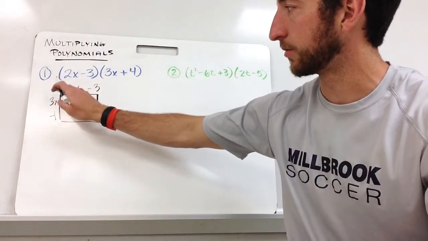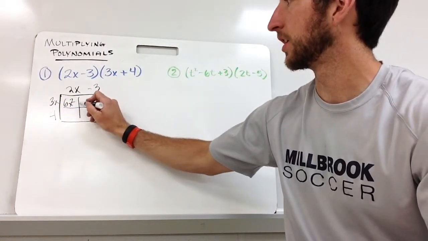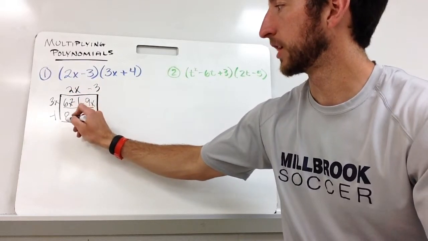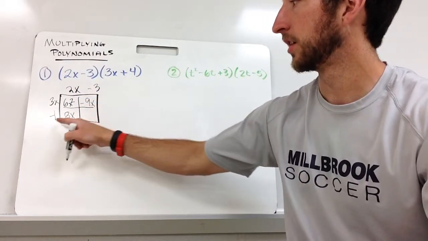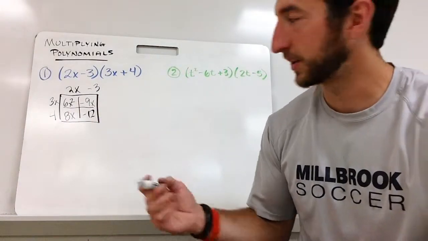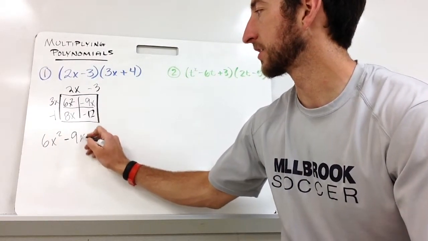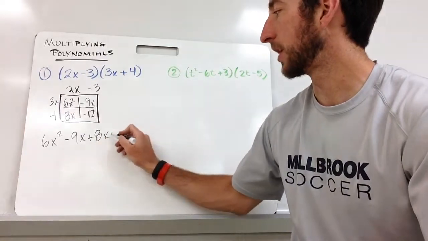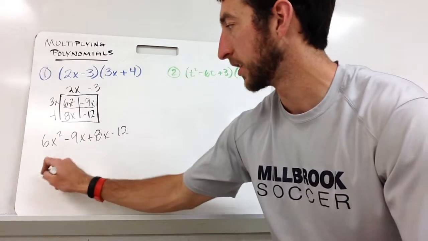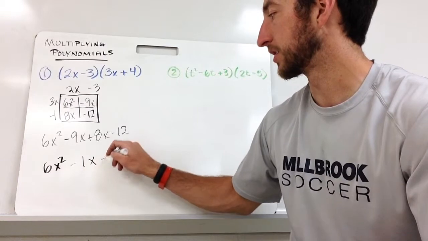So I'm going to take 3x, multiply it by 2x, so I get 6x squared. 3x times negative 3 is negative 9x. I've got 4 times 2x is 8x, and then I've got 4 times negative 3, which is negative 12. Now that I have all those pieces, I'm going to add them all together, so I get 6x squared minus 9x plus 8x minus 12, and then I combine my like terms. So I've got negative 9x and my 8x. Those combine, so I get 6x squared minus 1x minus 12.